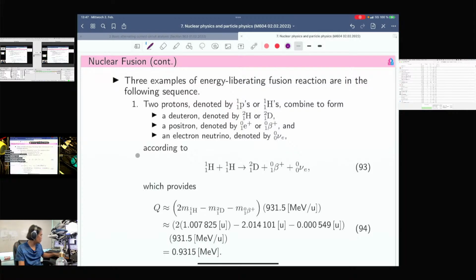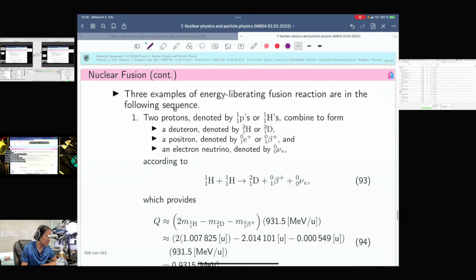Humans try to use nuclear fusion to generate energy on Earth, but it was not fully successful. It was not completely successful because this process requires extremely high energy, and we still do not have any device to sustain something like a million Kelvin and so on. Okay, 3 examples of energy-liberating fusion reactions are in the following process.